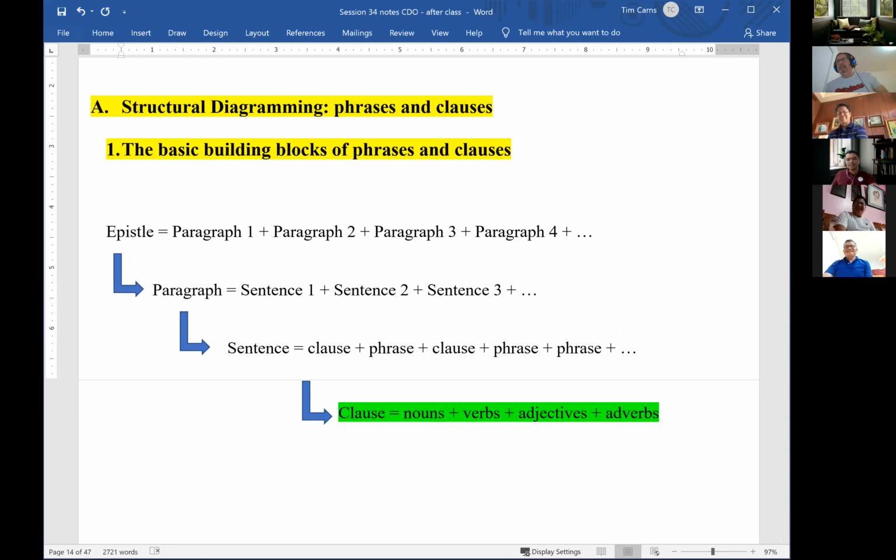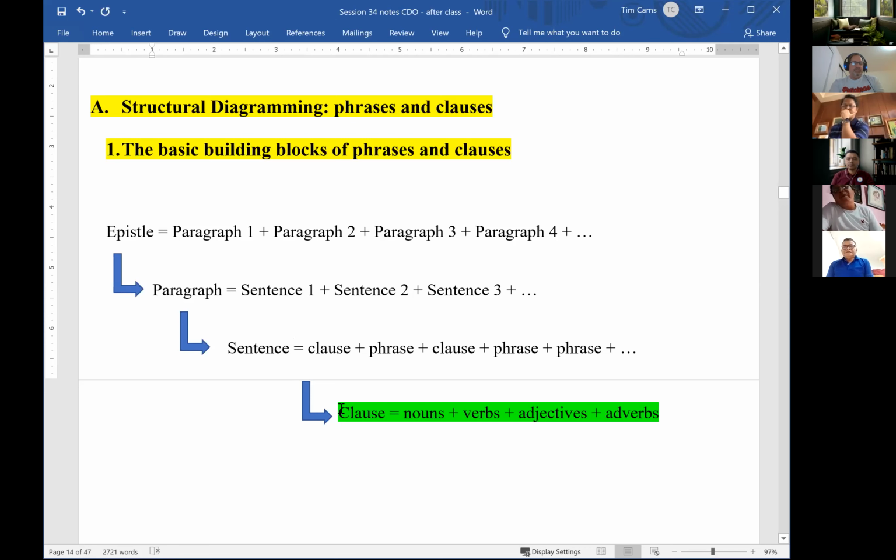But notice here each clause, and I could put here also each phrase, is made up of a smaller component, and that is nouns, verbs, adjectives, and adverbs. Those are the 4 basic types of parts of speech that make up a clause or a phrase. We take those nouns, verbs, adjectives and adverbs that make up a clause or a phrase, and then we put those together, clauses and phrases, to make up a sentence, and then we put sentences together to make up a paragraph. And again, each paragraph represents a unit of thought, and put together with other paragraphs then builds the epistle.